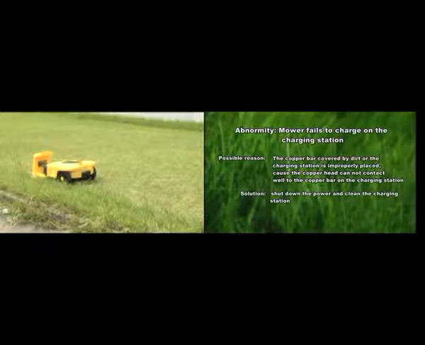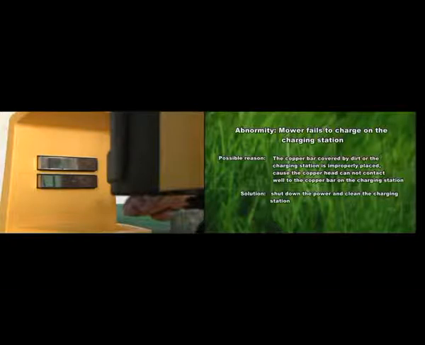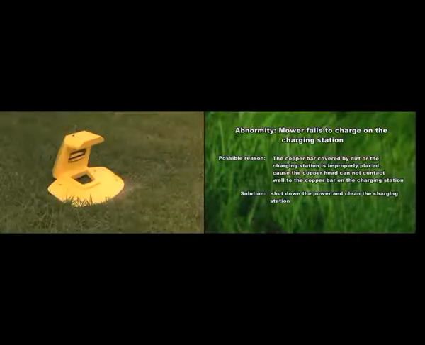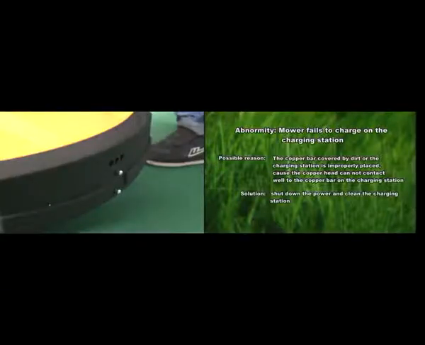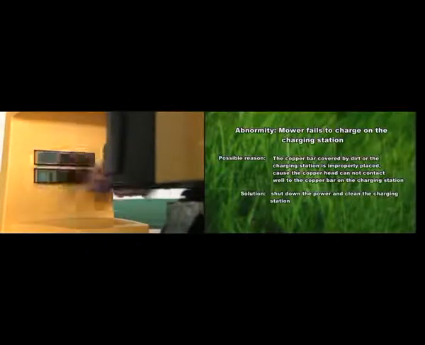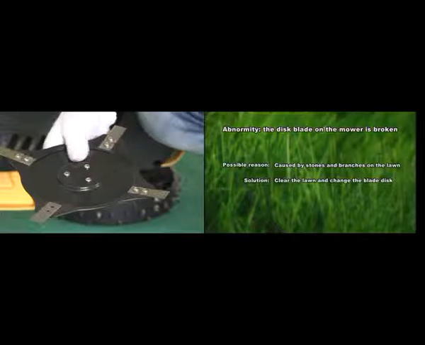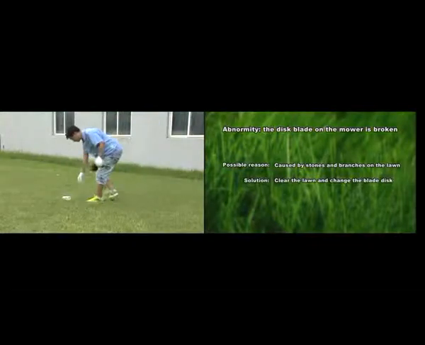Abnormality: mower fails to charge on the charging station. Possible reasons: the copper bar is covered by dirt, or the charging station is improperly placed, causing the copper head not to contact well with the copper bar on the charging station. Solution: shut down the power and clean the charging station. Abnormality: the disc blade on the mower is broken. Possible reason: caused by stones, branches, and other foreign matter on the lawn. Solution: clear the lawn and change the blade disc.